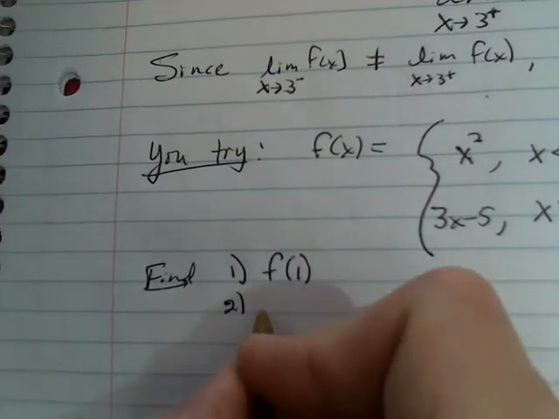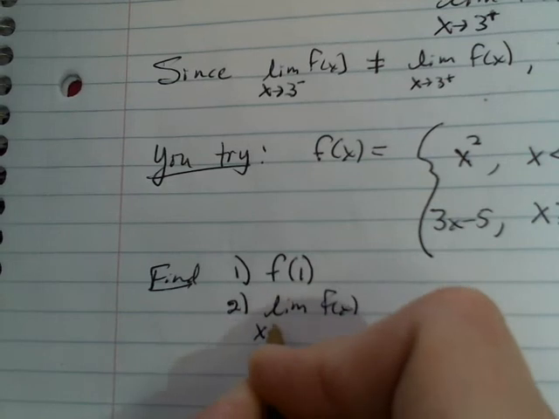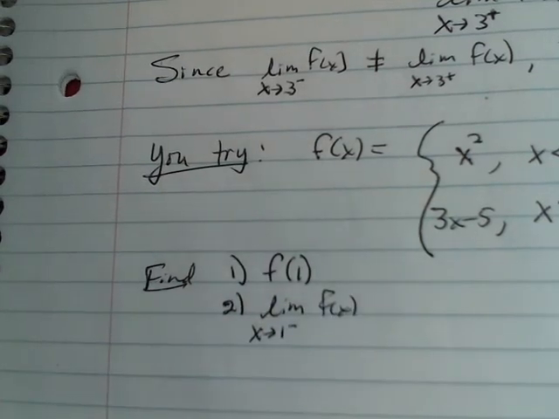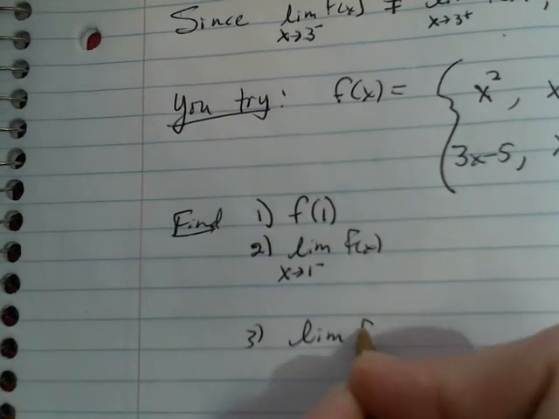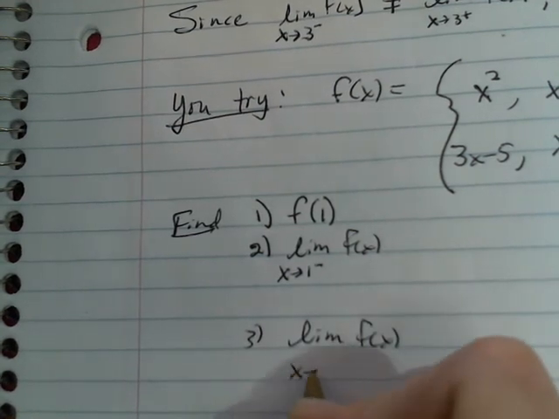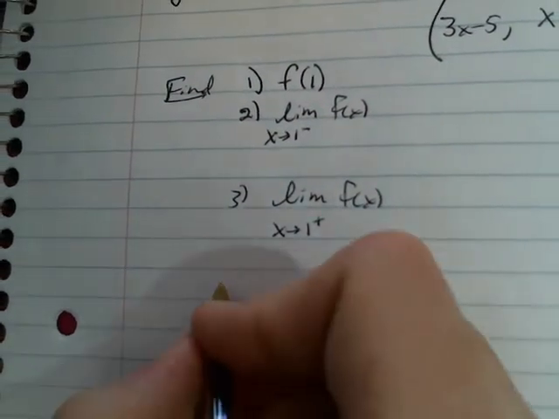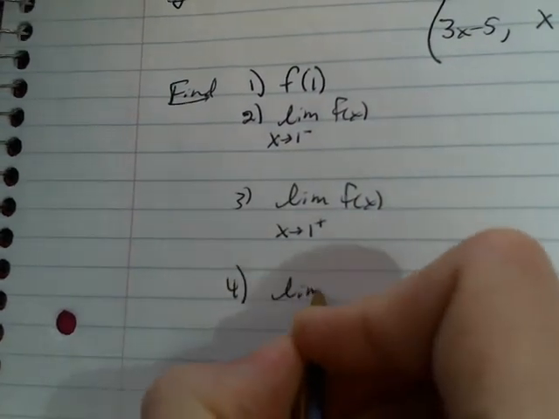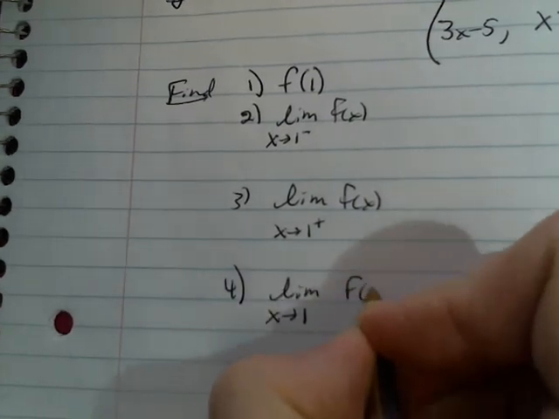And then I want you to find the limit of f of x as x approaches 1 from the left. And then I want you to find the limit of this function, f of x, when x approaches 1 from the right-hand side. And then number 4, I want you to find the limit as x approaches 1, neither right or left, of f of x.